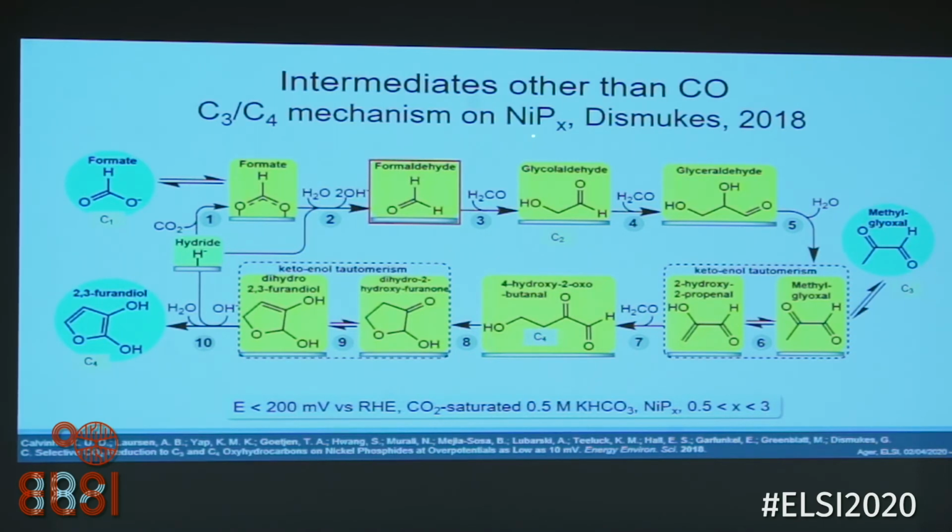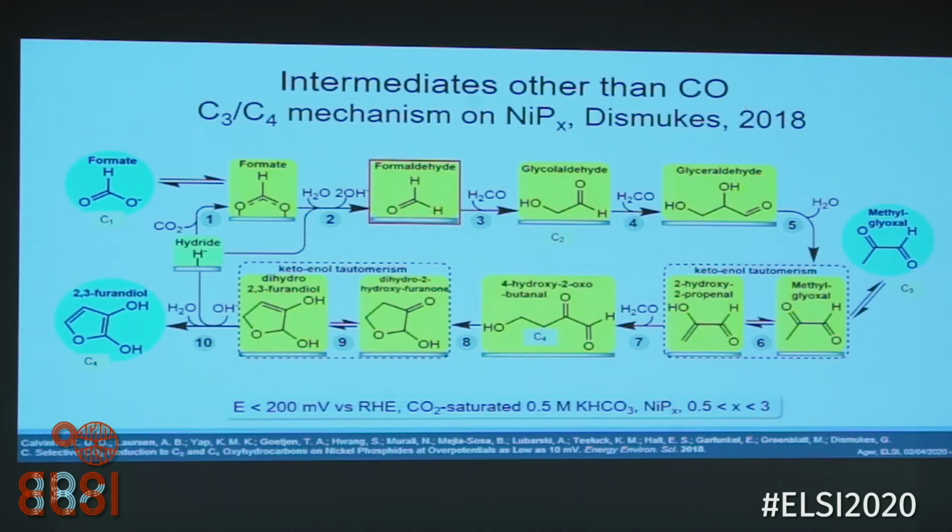The catalyst, nickel phosphide of different compositions. The work is by Dismukes from Rutgers University, and it's CO2 reduction in CO2 saturated water. Notably, this mechanism only works at very, very low current densities and very low driving forces. This is less than 200 millivolts versus the reversible hydrogen electrode. At higher overpotentials, hydrogen evolution dominates. But what's very interesting is the products observed: methyl glyoxal and 2,3-furandiol, which is a C4 and a C3 product.